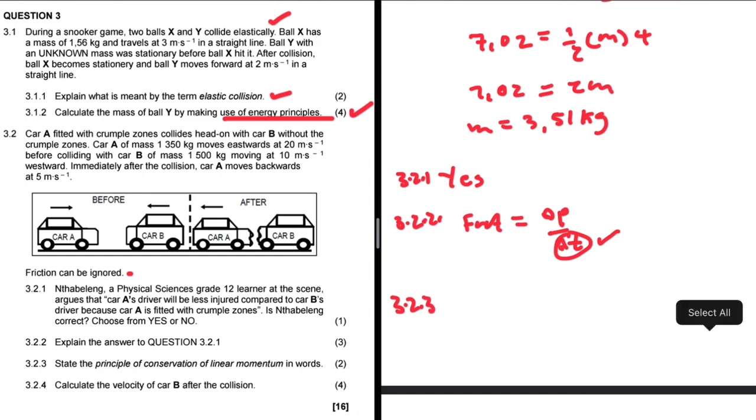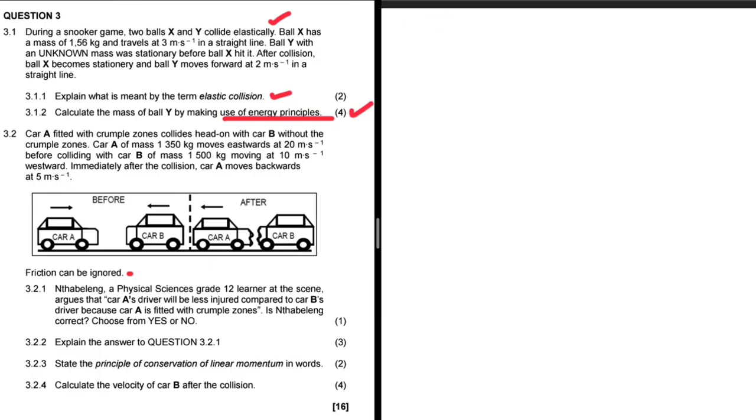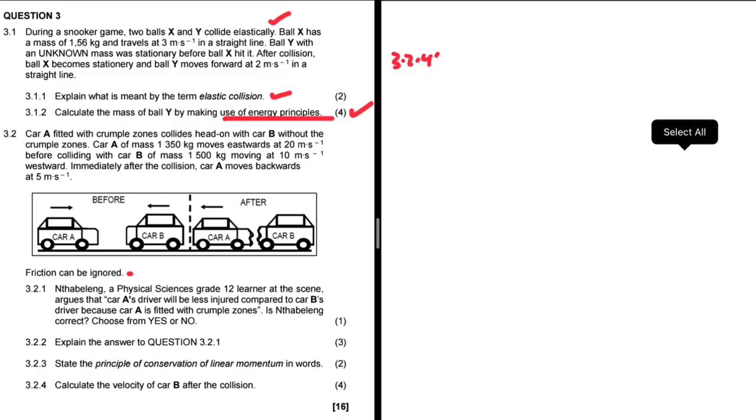Let's take a look at 3.2.3. In 3.2.3, we're supposed to state the principle of conservation of linear momentum in words. I'm going to let you do that, and I'm assuming in 3.2.4 we are going to have to use the conservation of linear momentum. So let's take a look. We're supposed to calculate the velocity of car B after the collision. Right, so it seems like the information that we're given allows us to use the conservation of linear momentum. So let's see where we end up with that.